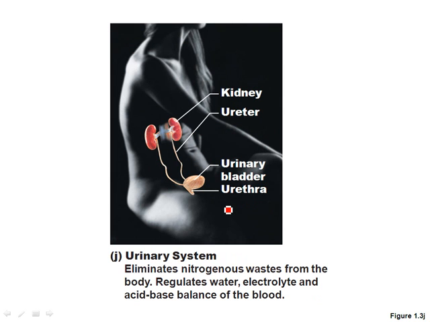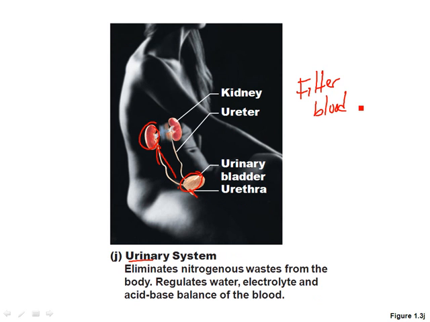We have the urinary system, and this is our kidneys. The ureters, which take urine from the kidneys to the bladder, then the urethra, which takes the urine from the bladder outside. And basically, the job of the kidneys is to filter the blood. So when your blood needs to be cleaned, it goes through your kidneys and is filtered.